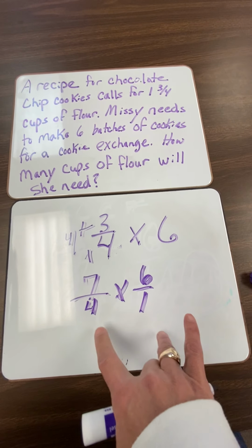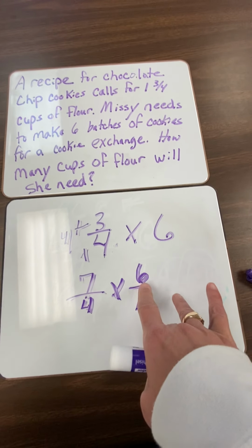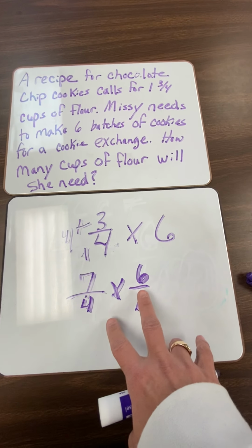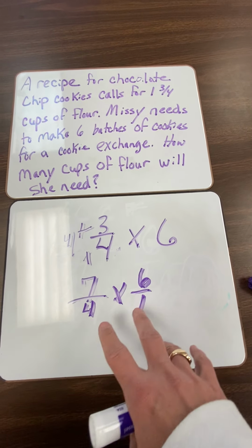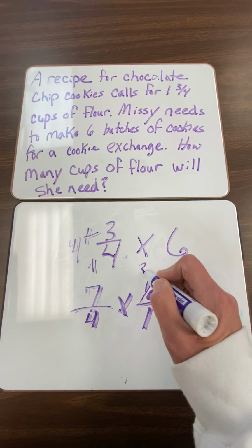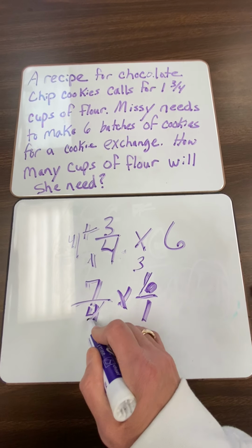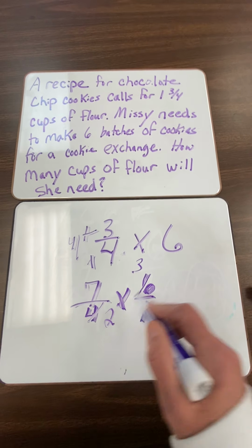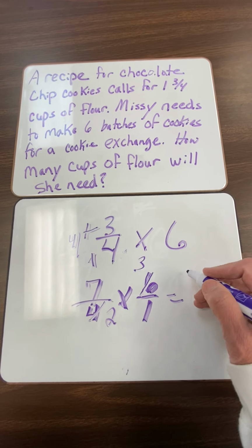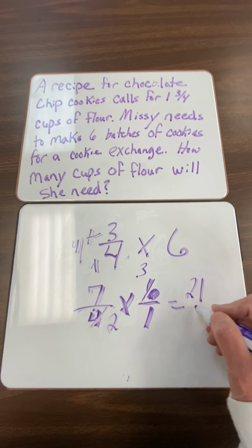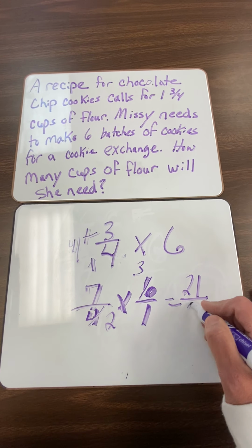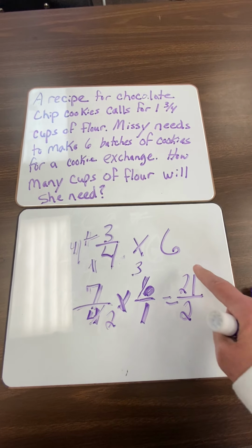Now, 4 can't go into 6, but is there anything that can go into 4 and 6? They're both even numbers, so we can divide it by 2. 6 divided by 2 is 3. 4 divided by 2 is 2. So then 7 times 3 is 21. 2 times 1 is 2. This is an improper fraction, isn't it?